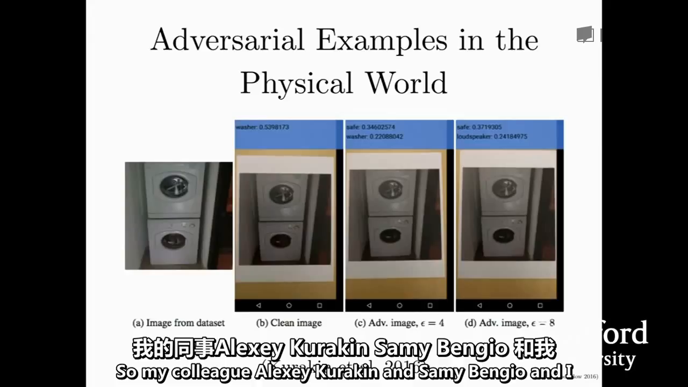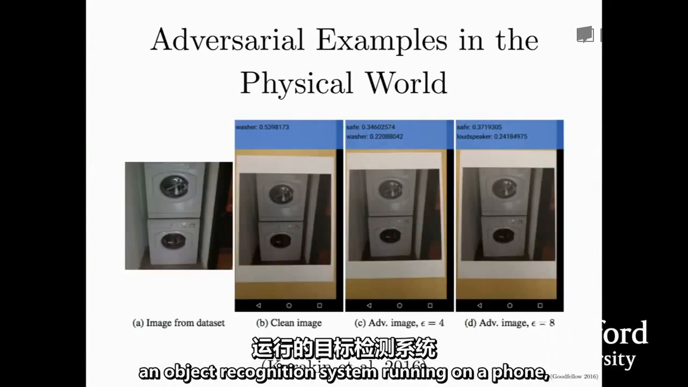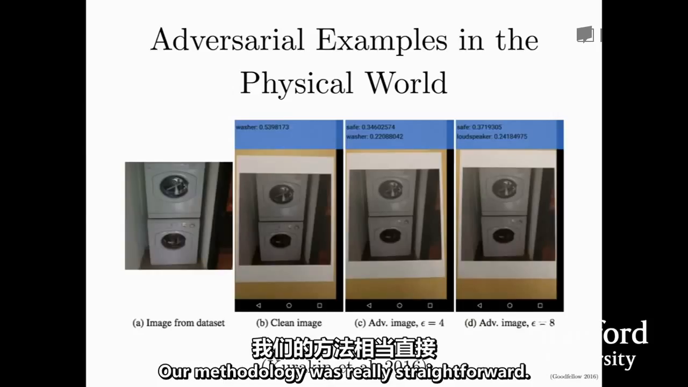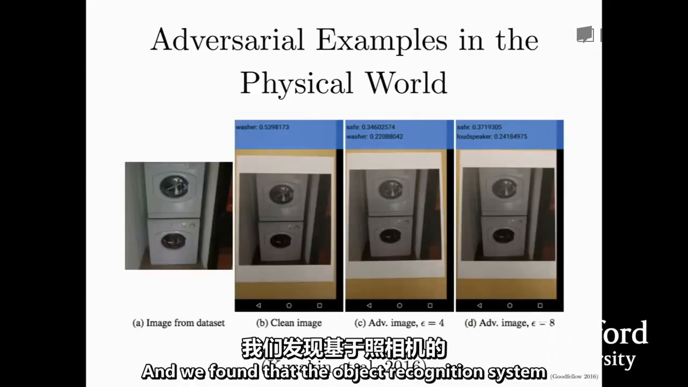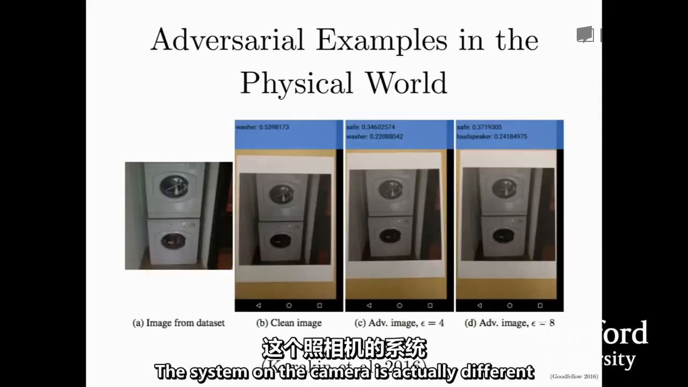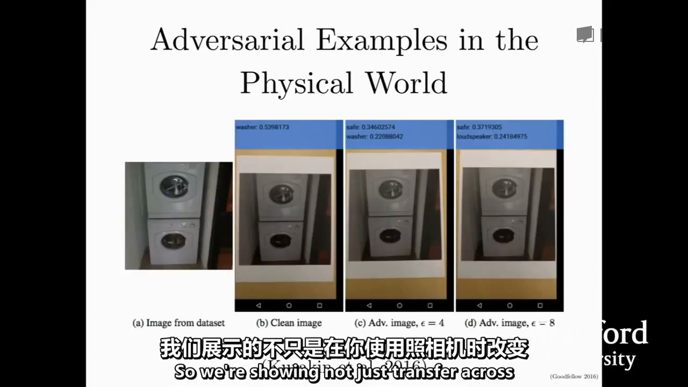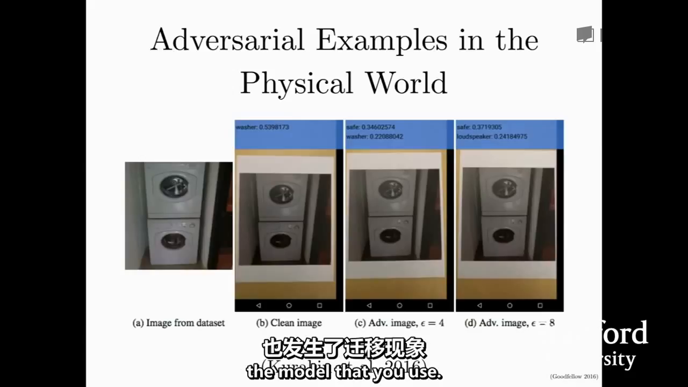So my colleagues Alexey Kurakin and Samy Bengio and I wrote a paper where we studied if we can actually fool an object recognition system running on a phone where it perceives the world through a camera. Our methodology was really straightforward. We just printed out several pictures of adversarial examples, and we found that the object recognition system running on the camera was fooled by them. The system on the camera is actually different from the model that we use to generate the adversarial examples. So we're showing not just transfer across the changes that happen when you use the camera, we're also showing that there's transfer across the model that you use.